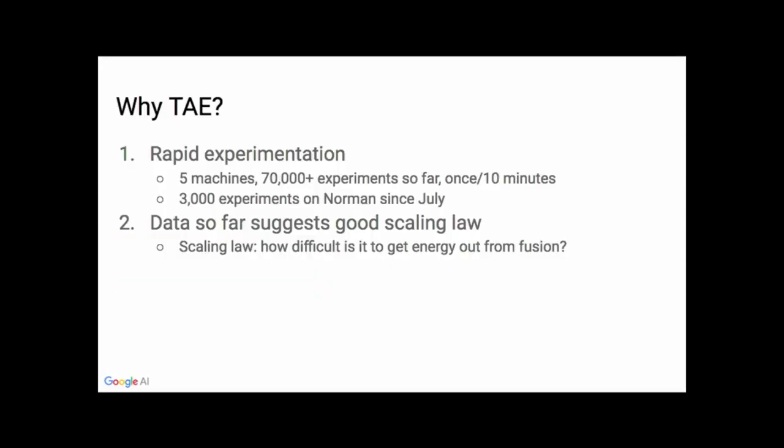So why did we choose TAE? Well, they have two really nice properties. One is, speaking as a statistician or a machine learning person, they can do rapid experimentation. In the last 20 years, they've built 5 machines, and they've accumulated 70,000 experiments. They can actually do an experiment about once every 10 minutes. And in fact, on that Norman machine I showed you, they've done about 3,000 experiments since July. So it's a nice way to gather a lot of data and do a lot of exploration.